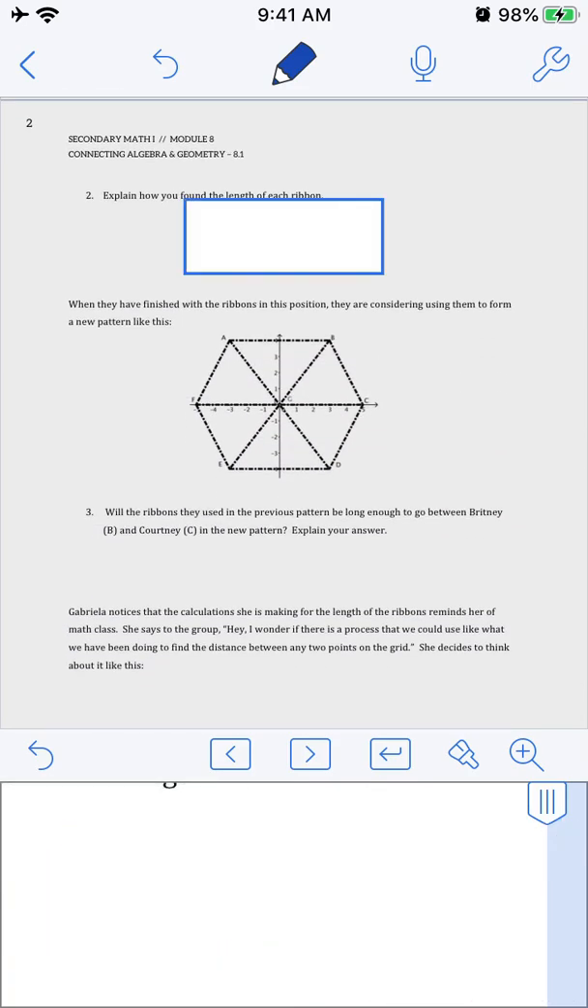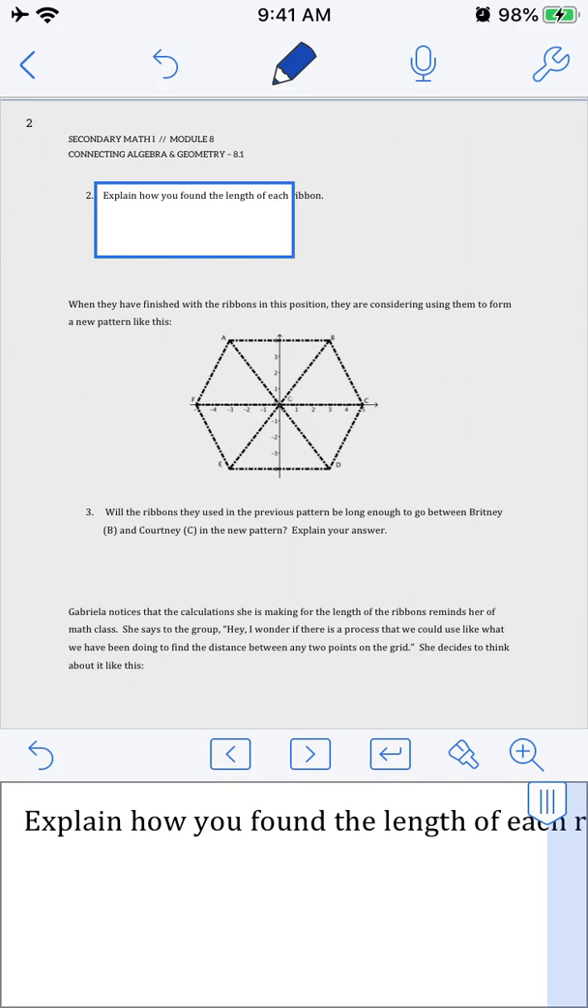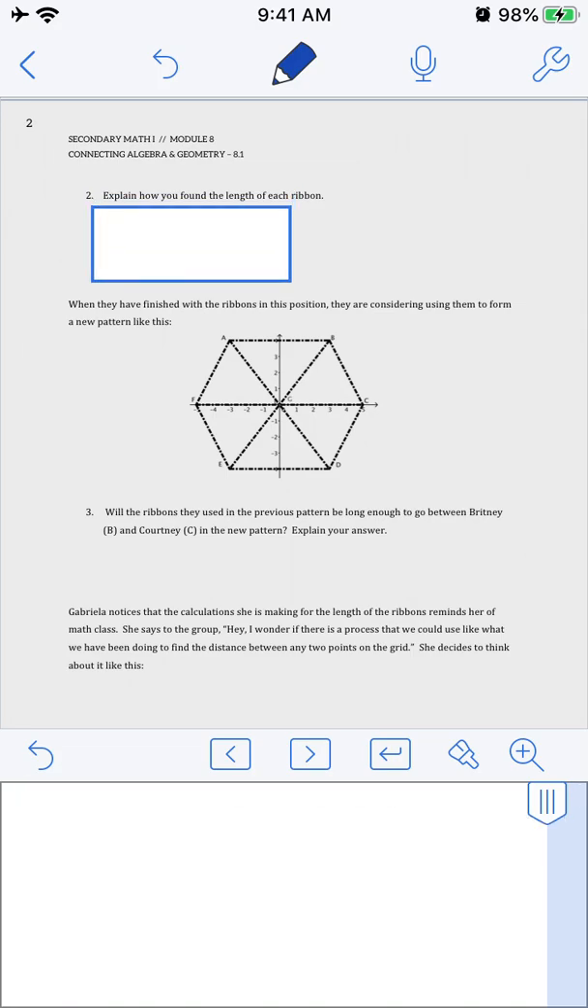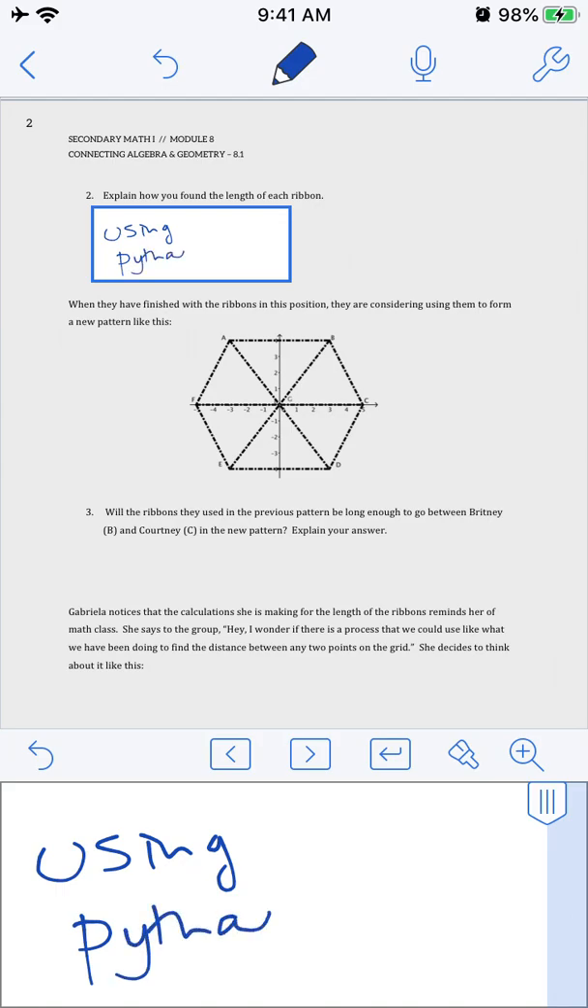Alright, moving right along. Please make sure you filled out, explain how you found each. Basically, you could say, using Pythagorean theorem. If you did it a different way, that's okay. But if you had no way, this is a good one. Pythagorean theorem.